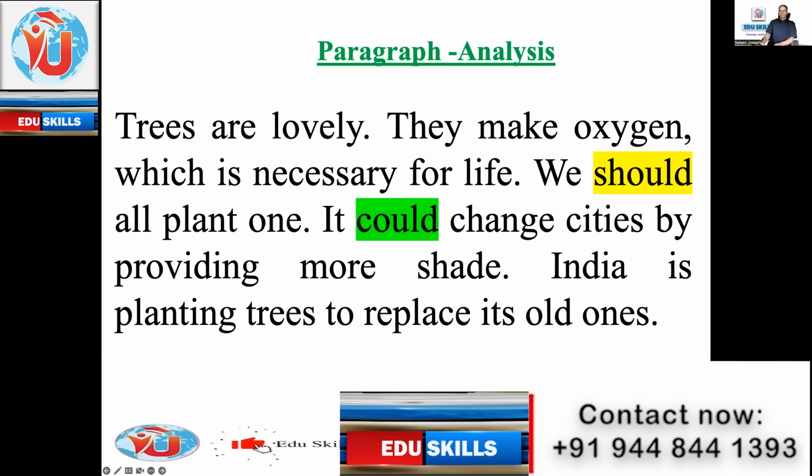Paragraph analysis. Trees are lovely. They make oxygen, which is necessary for life. We should all plant one. It could change cities by providing more shade. India is planting trees to replace its old ones.